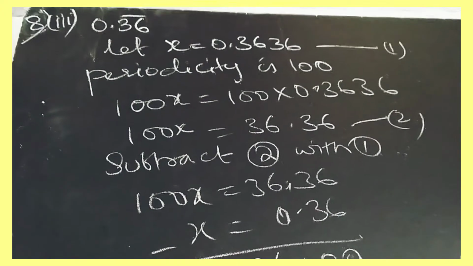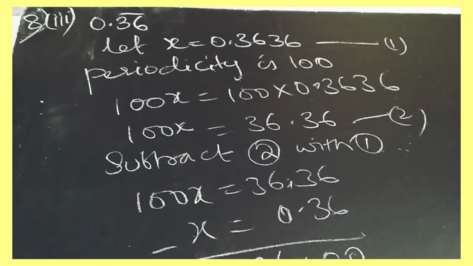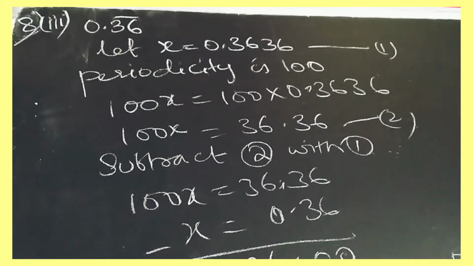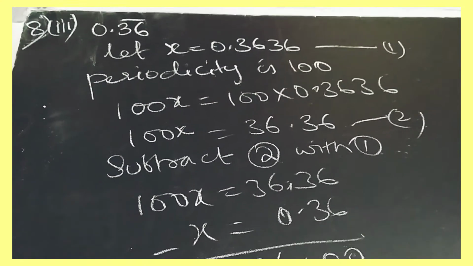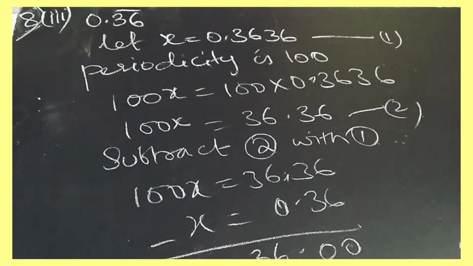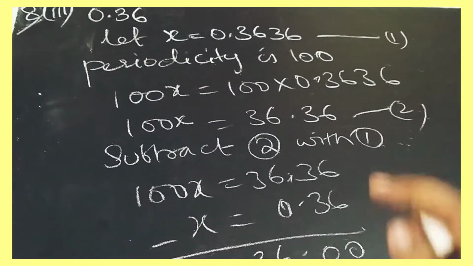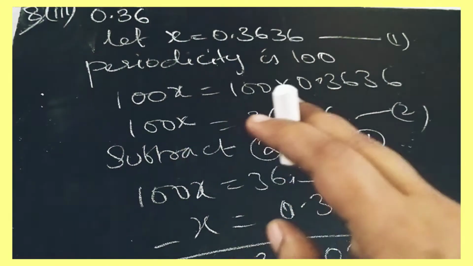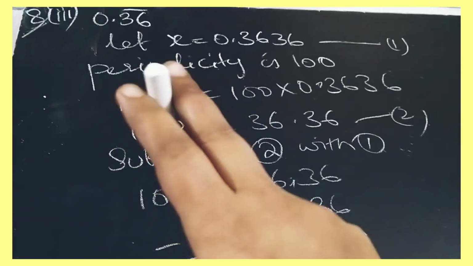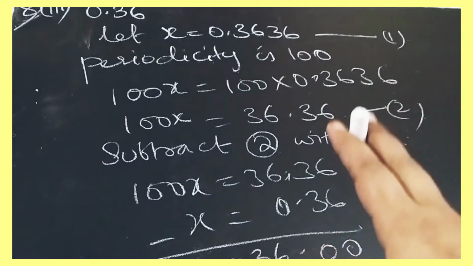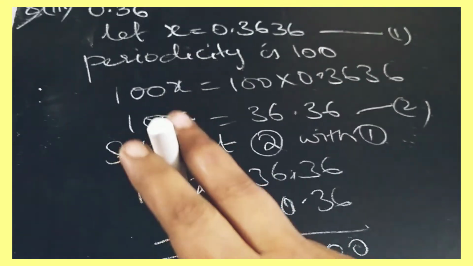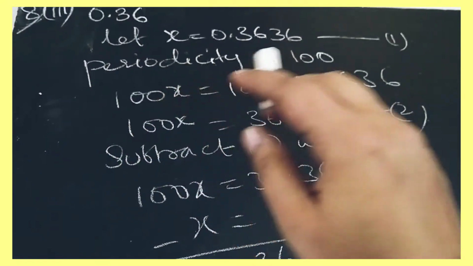Now third sum is 0.36 bar. Here bar is given on two numbers. Let x is equals to 0.3636. So I am taking this 36 two times here. So we have to assume this equation as first equation. Here periodicity is 100 because the bar is on two numbers. So we have to take periodicity as 100. Now you have to multiply these 100 with this first equation.